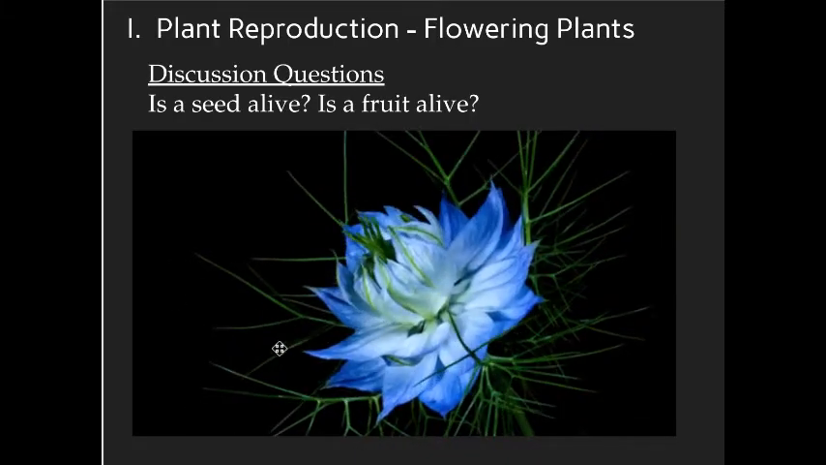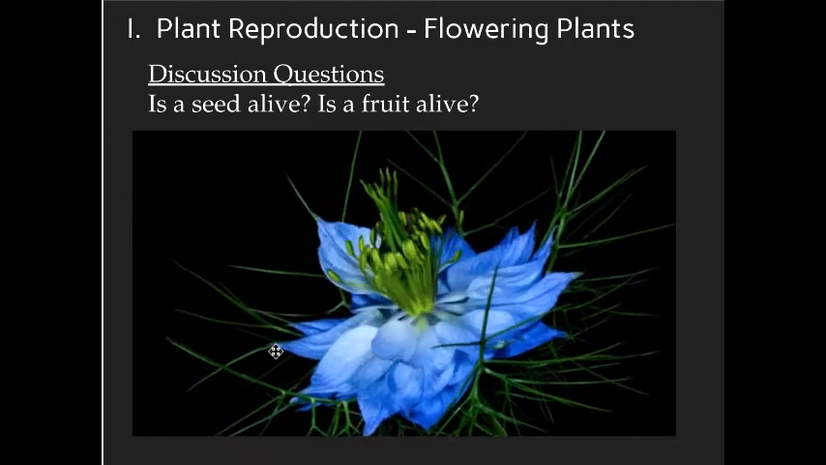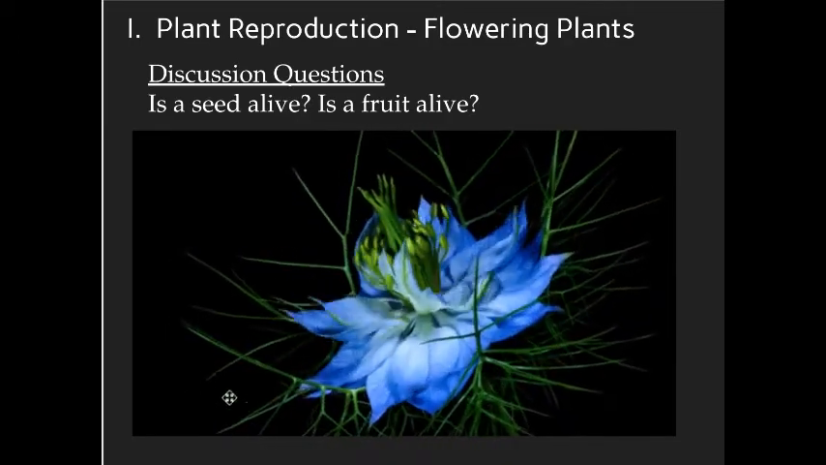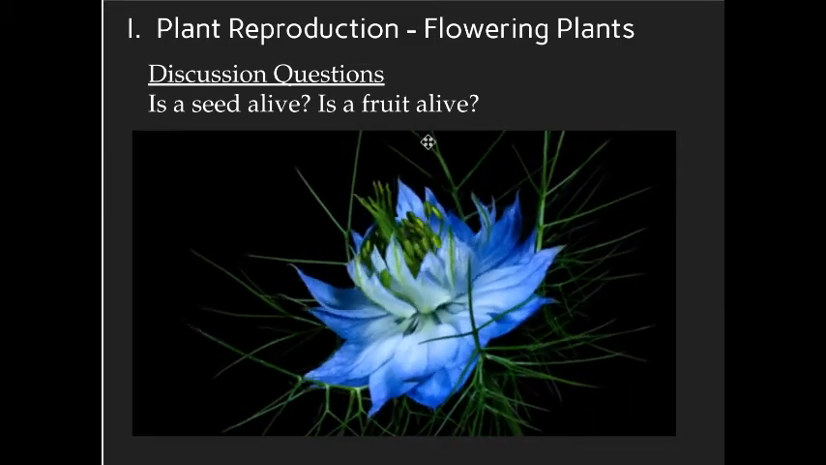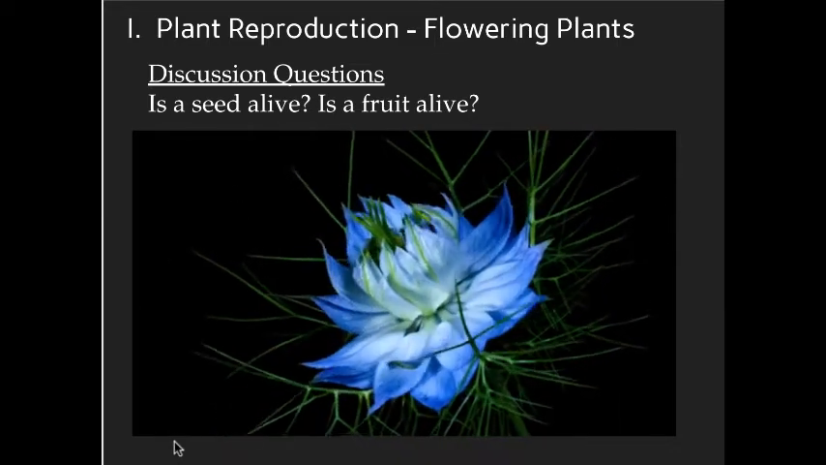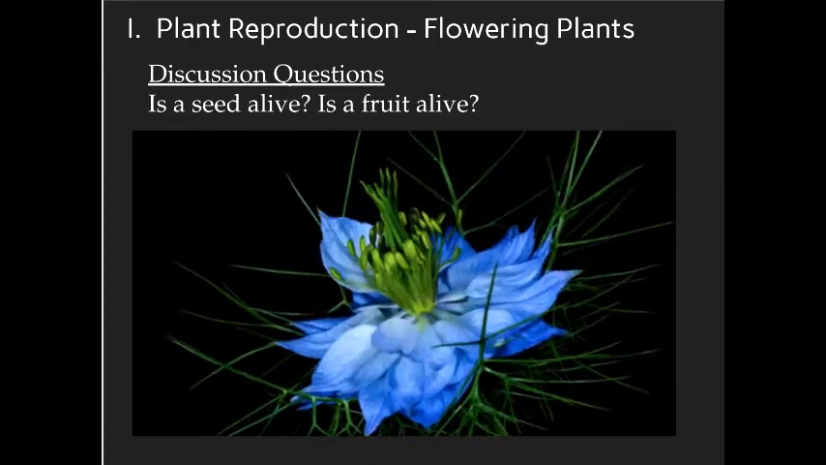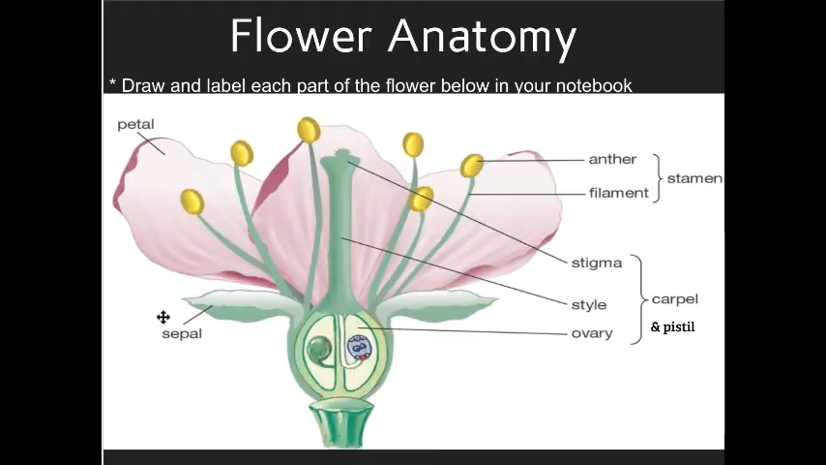To start off, we're looking at plant reproduction and the reproductive systems, and we'll specifically focus on angiosperms, or flowering plants. We'll talk about two discussion questions in class: is a seed alive, and is a fruit alive? So something to think about as you're taking notes on these components of plants.